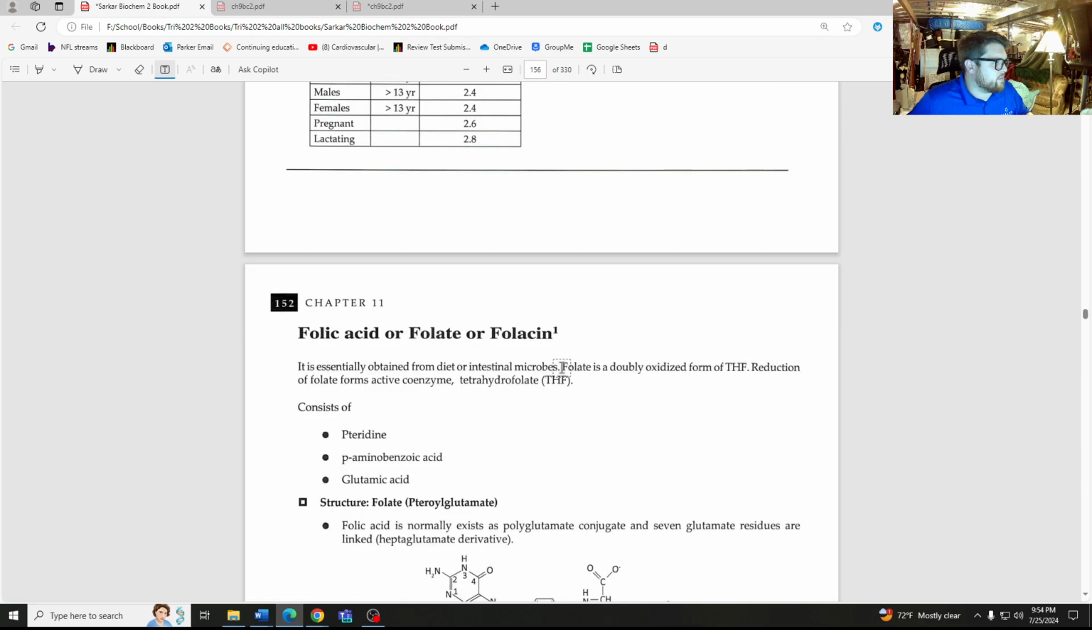Let's go to 9. So this is B9, folic acid, aka folate, aka I guess folacin. I've never seen folacin used before. Active forms, I'm sure we'll get there, but it's literally this first line. It is essentially obtained from diet or intestinal microbes. Folate is doubly oxidized form of THF, tetrahydrofolate. The reduction of folate forms the active coenzyme, the tetrahydrofolate. You may also see it in the form of methylated tetrahydrofolate reductase.